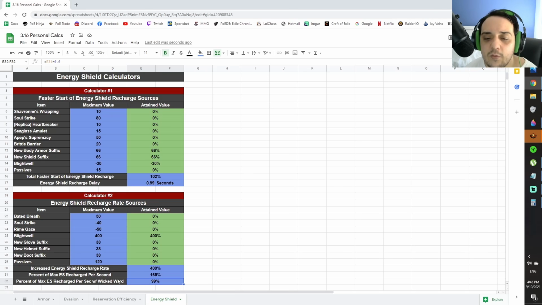Now, actually, I kind of think this is crazy, and Blightwell surely has to be nerfed or something, because I've tested this out in game and it's kind of insane once you start stacking up faster start of energy shield recharge. I don't think it's going to survive, because basically this combo of running the new faster energy shield recharge rate mods in conjunction with Blightwell basically means that if you wait a single second without taking damage, you restore 100% of your energy shield basically in a single second. So like 1 second you don't take damage, to the next second you restore all your energy shield.